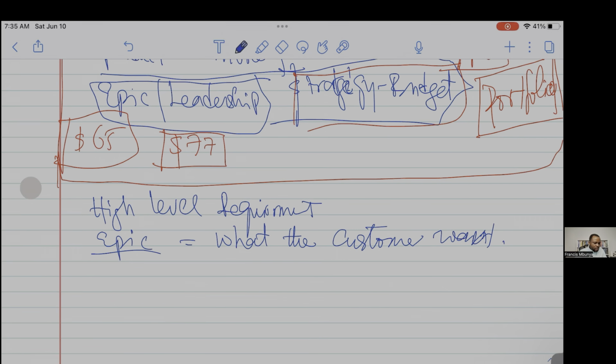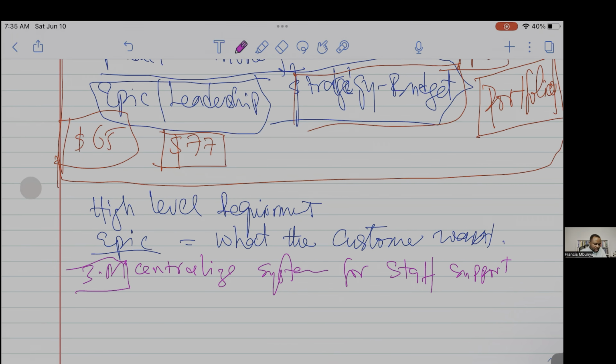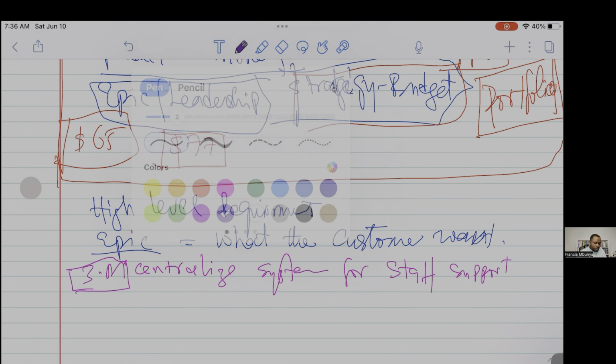So, okay, what are we building here? We are building an idea, which is what? Centralized system for staff support. Okay, and the business said, okay, we can do this, and this is going to cost you $3 million to get this done. All right, $3 million. What exactly will I be expecting from what you're going to deliver? So, okay, we're going to build you a couple of ideas.